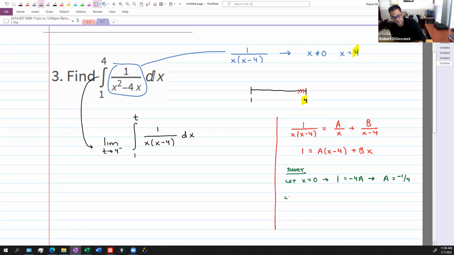And then to get b, I'm going to let x be 4. That'll kill off the other term, I should say. And this will be equal to, let's see, if we plug in 4, that's gone, and then I get 4b, which means that b is positive 1/4. Is that all right, everyone, what I'm doing there? Yeah.